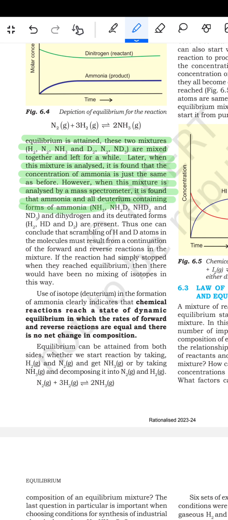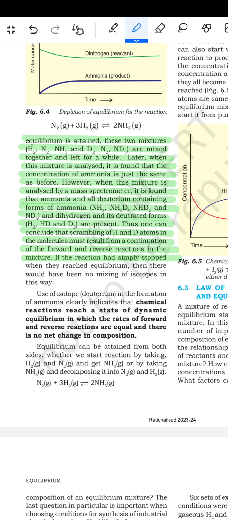containing form of the ammonia NH3, NH2D, NHD2 and the ND3 are present, and dihydrogen and its deuterated forms H2, HD and D2 are present. Thus one can conclude that scrambling of H and D atoms in the molecules must result from a continuation of the forward and the reverse reaction in the mixture.